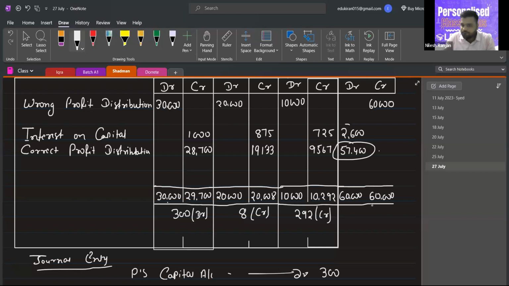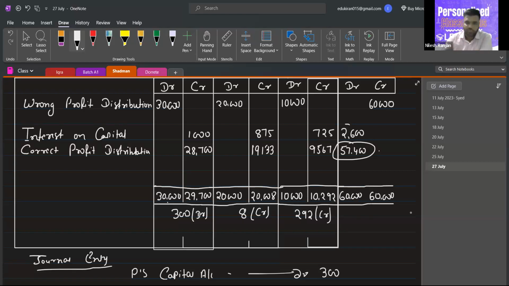After that, the balancing concept says that on the side which is lower, we write the difference to make the total. So you can see the 2,600 is on the lower side, so we have calculated the difference and written it on the debit side. Yes, sir. Got it. So this is your past adjustment concept.